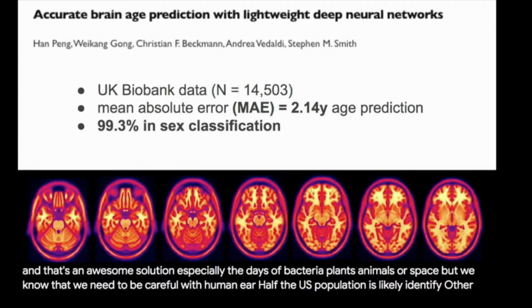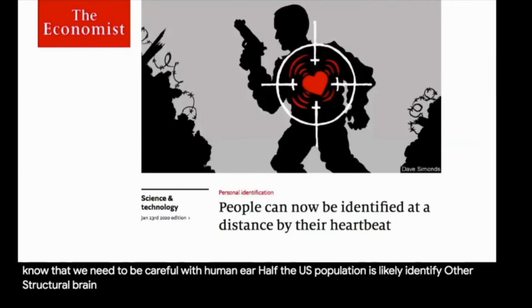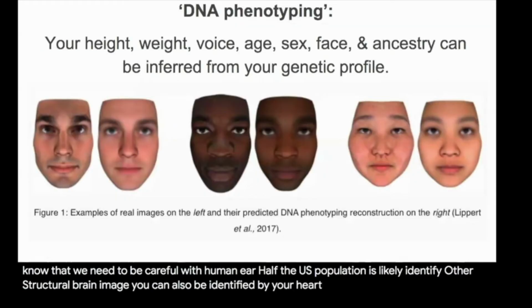Well, it's also unclear what kind of information can be extracted from seemingly bland data. So for example, you can predict age and sex from even just a structural brain image. You can also be identified by your heartbeat. And of course, look at DNA phenotyping, where even your face can be inferred from your genetic profile.